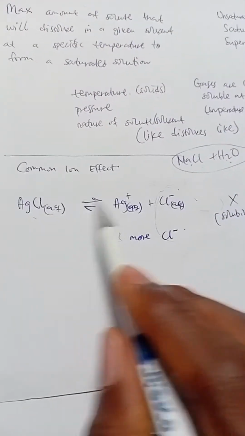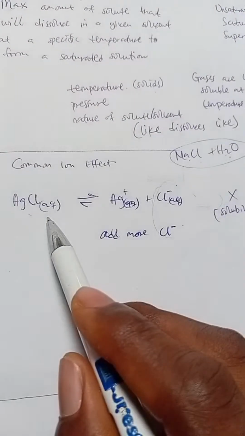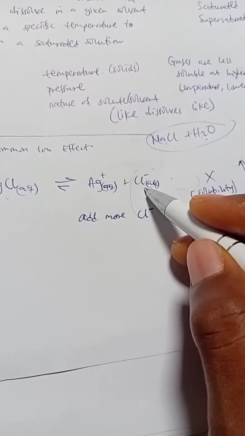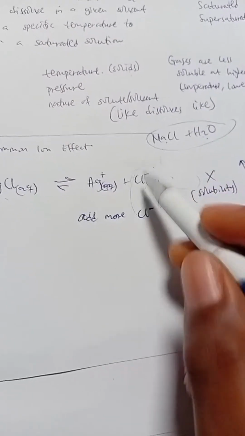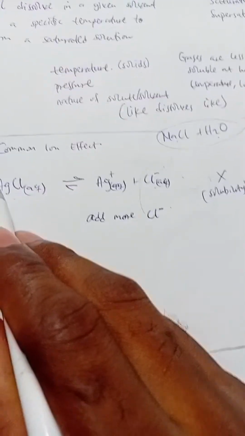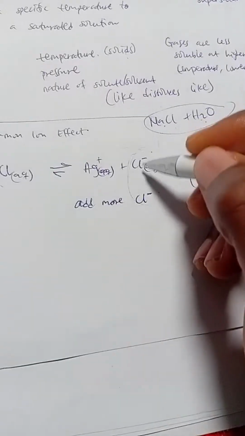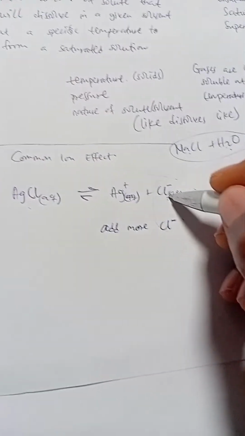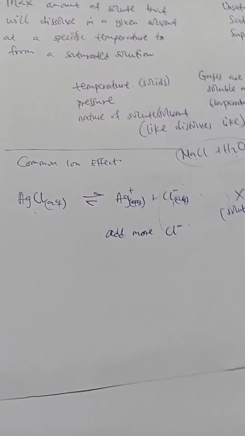Remember initially this system was under equilibrium. The rate of the forward reaction was equal to the rate of the backward reaction. Now that you increase the concentration of this Cl minus, the equilibrium position must shift towards this side so that it will reduce the total concentration of the Cl minus again. So that's basically what common ion effect is going to do.